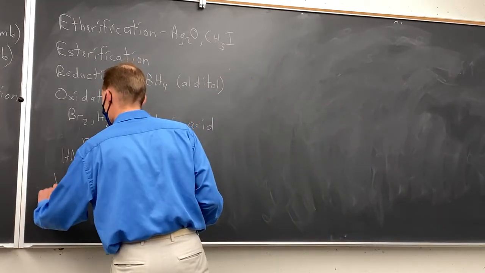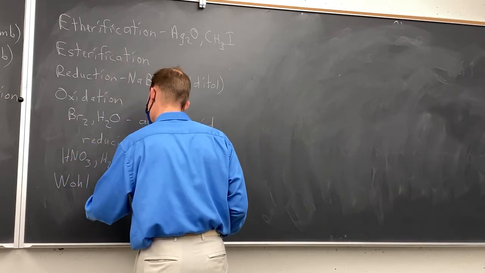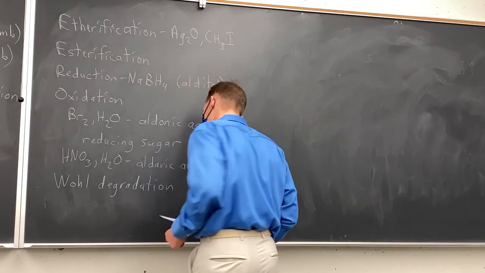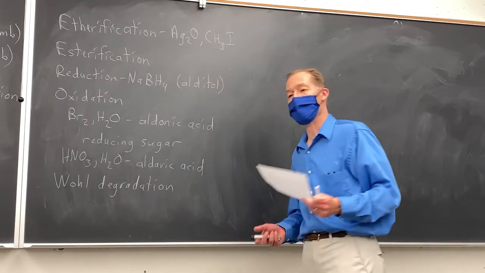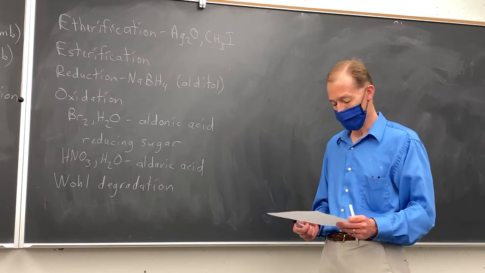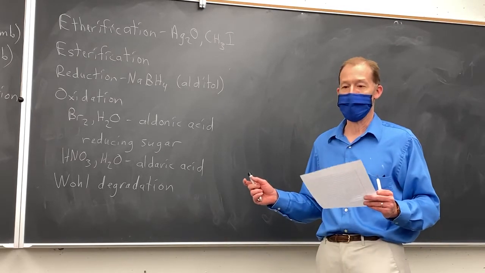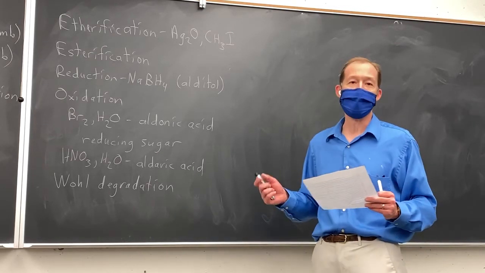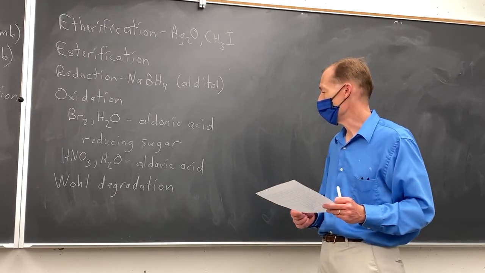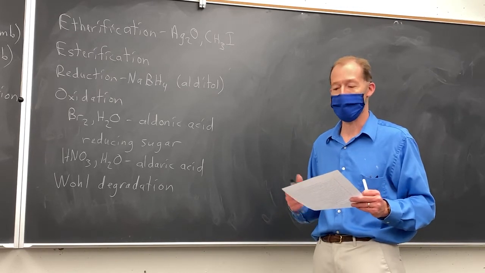Then we had a couple of three-step processes that we discussed. The Wohl degradation was one of them. Okay, so you should know the reagents and the conditions for this reaction. The degradation means that we are removing a carbon from our monosaccharide. We're doing so through a cyanohydrin intermediate.